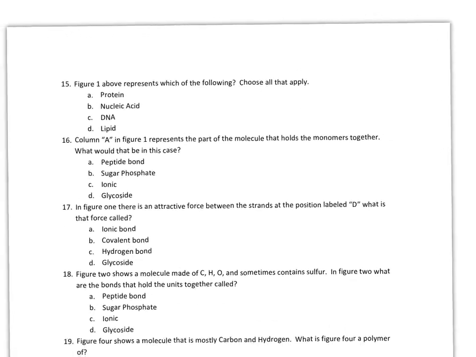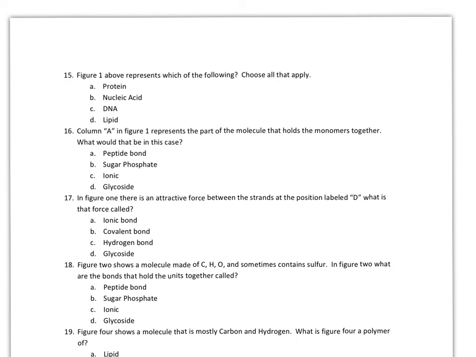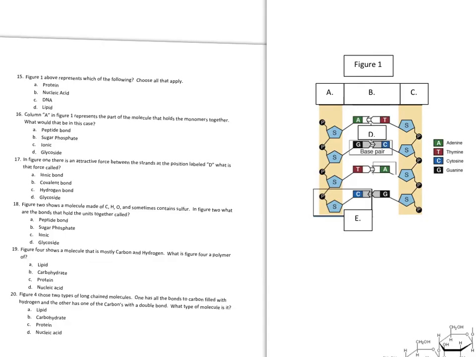Let's do it. So figure 1 above represents which of the following? Right, I'll tell you the answers. 2 is the answer. But let's take a look at what these are. So we got this thing called figure 1, and it says represents which of the following? Is it a protein? No. Is it a nucleic acid? Yes, absolutely. Is it DNA? For sure. So it's 2 of them. Is it a lipid? No. So DNA is a nucleic acid. So it's nucleic acid and DNA.